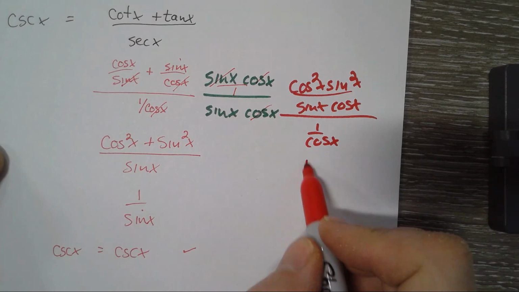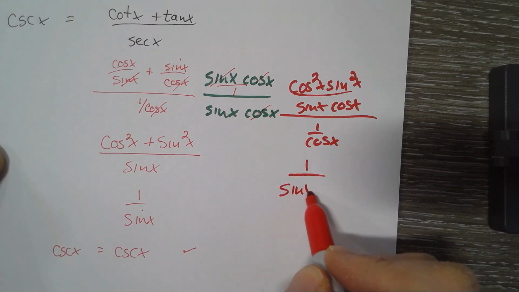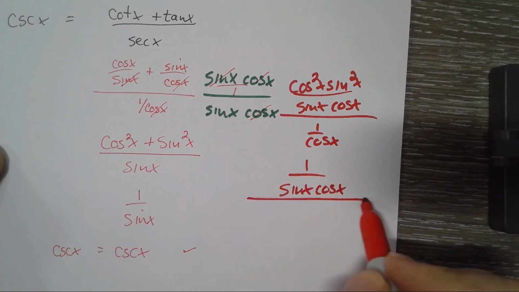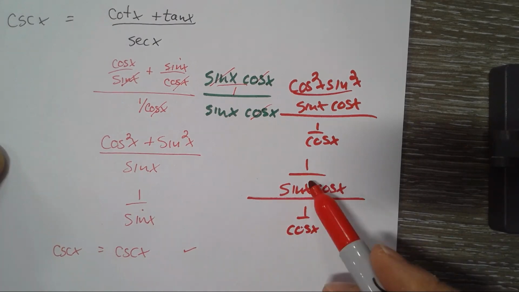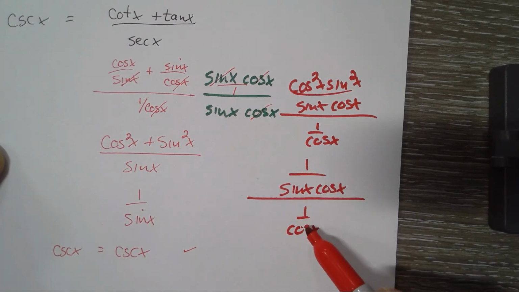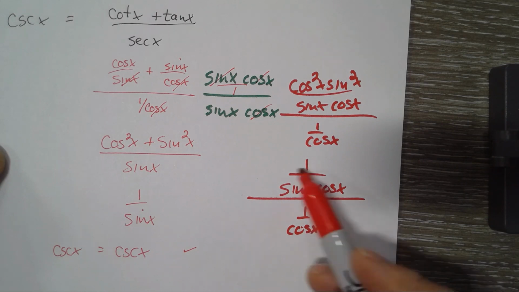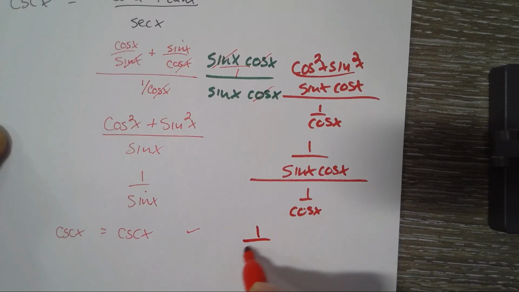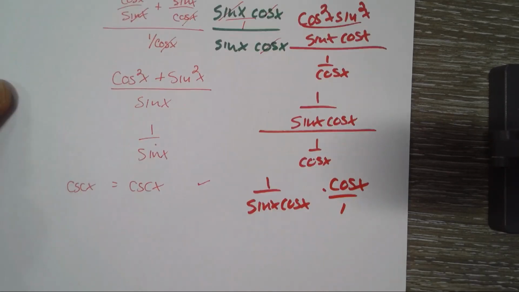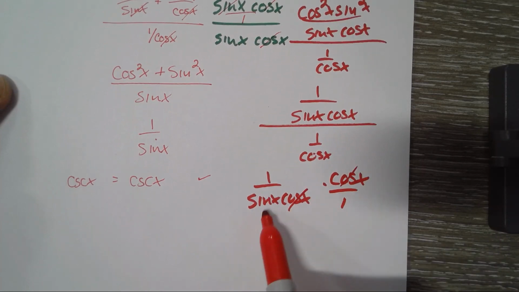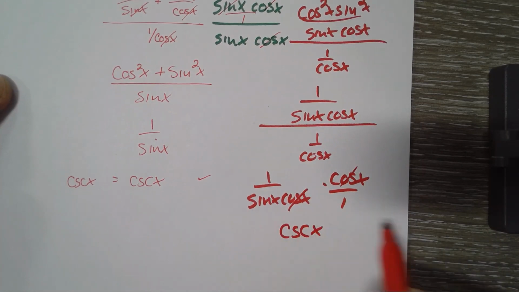So I have 1 over sine x cosine x all over 1 over cosine x. And if we have a fraction dividing by a fraction, that is multiplying by the reciprocal, so this top is just going to multiply by the reciprocal of the bottom, which is cosine x over 1. And then the cosines cross off, 1 over sine x, which is cosecant x. Another way of doing the same problem.